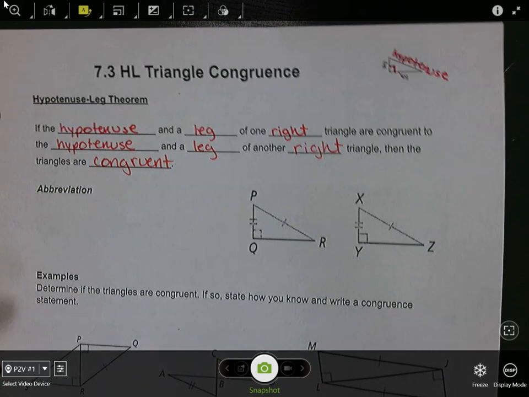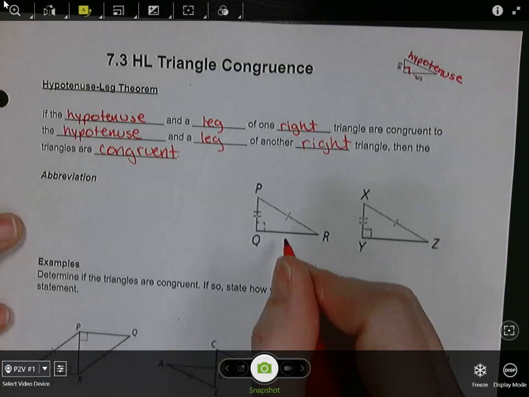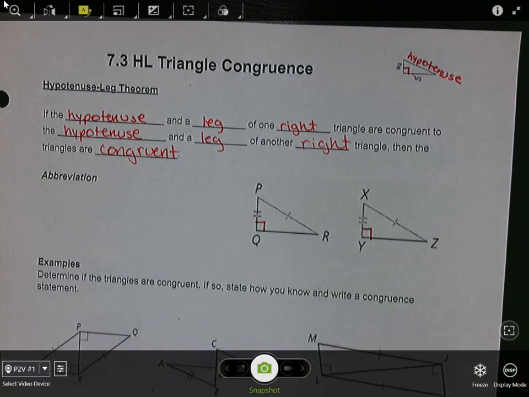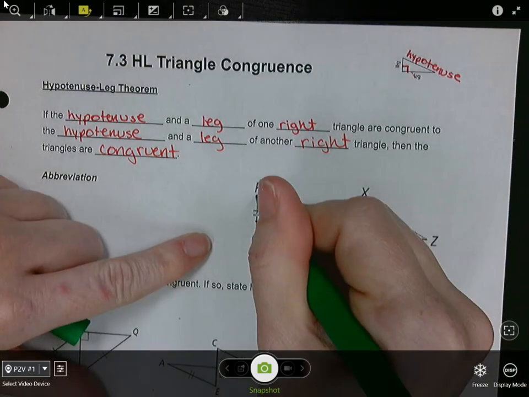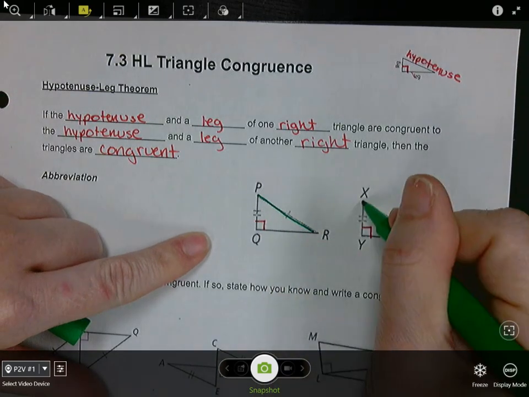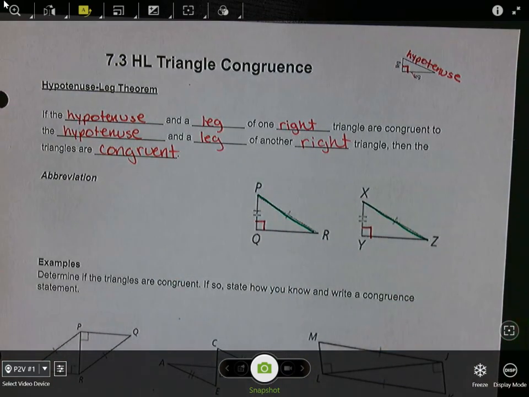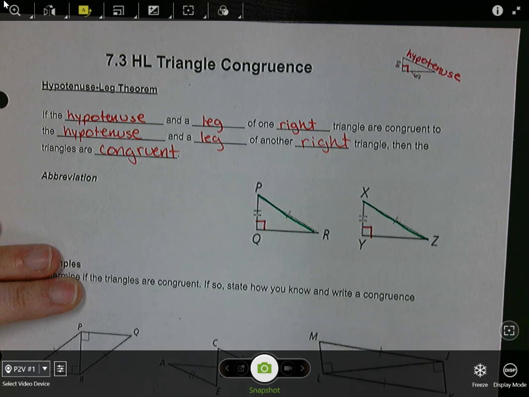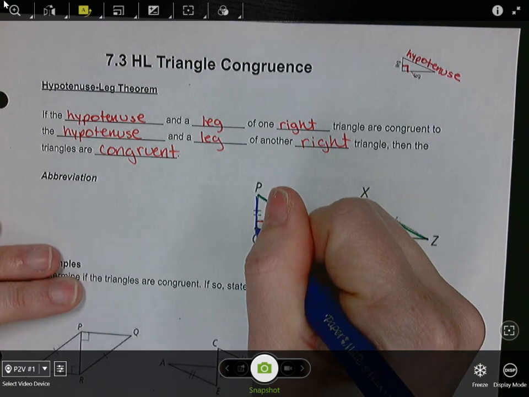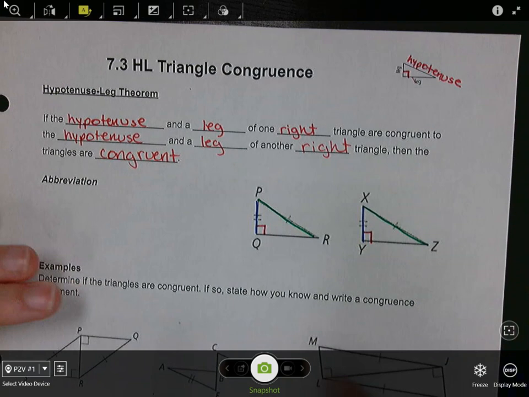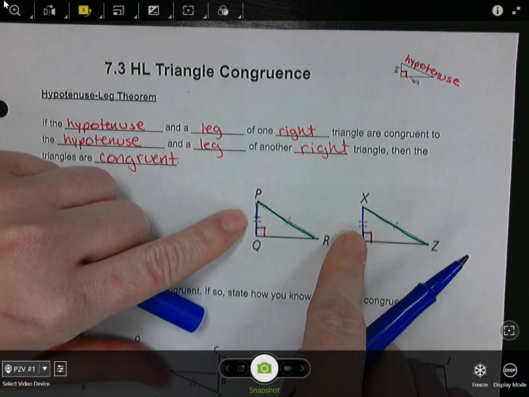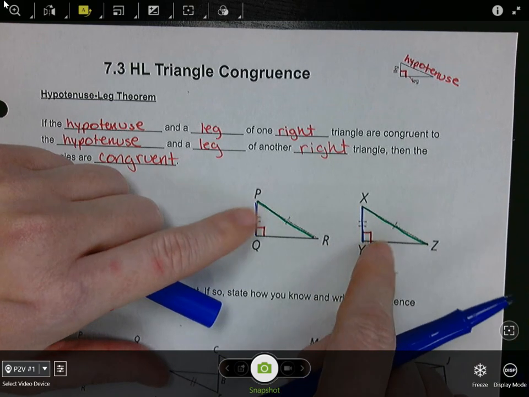Okay, so if you're looking at these 2 triangles, they are both right triangles because here is a right angle and here's a right angle. Okay, and then the hypotenuse, which is the side that's not touching the right angle, so this right here would be the hypotenuse. It's marked congruent to this hypotenuse. And then one of the legs, the corresponding leg, so this leg here, PQ, is marked congruent to XY. Okay, so they're both right triangles. The hypotenuses are congruent, and a pair of legs are congruent. So therefore, these 2 triangles are congruent.